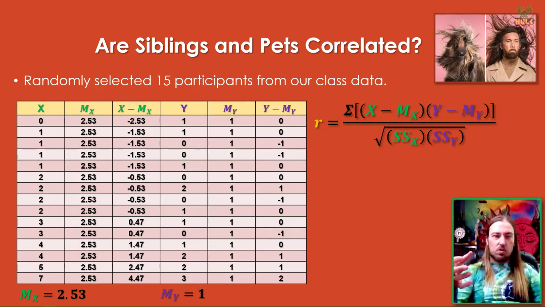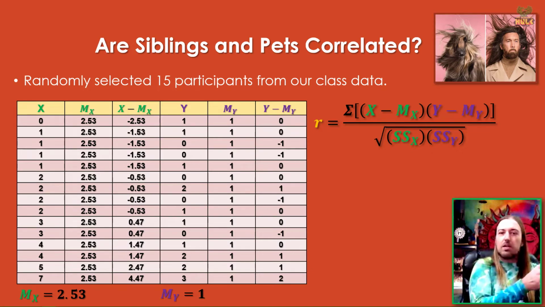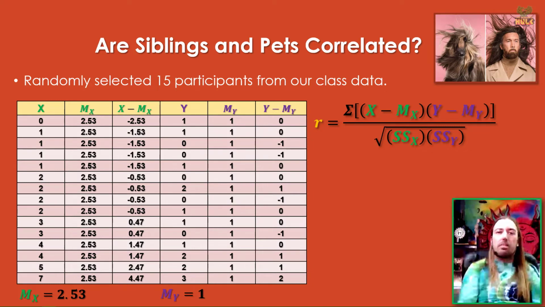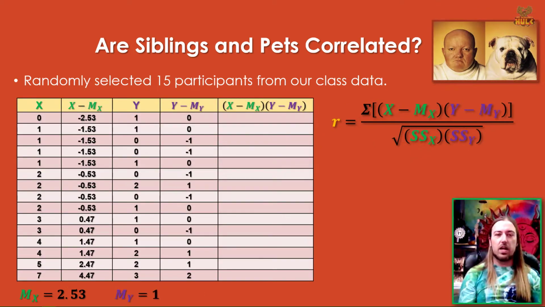Okay, so we're almost there. We have the contents of this parentheses and the contents of this parentheses, and now it says we have to multiply those two parentheses before we then, notice the sigma's all the way on the outside, before we then sum up all of those products. So we need a new column, right? We need a column that now has x minus the mean of x times y minus the mean of y.